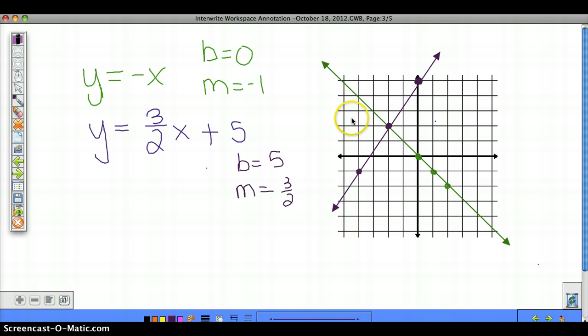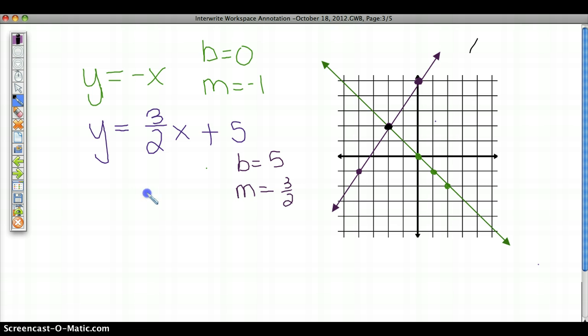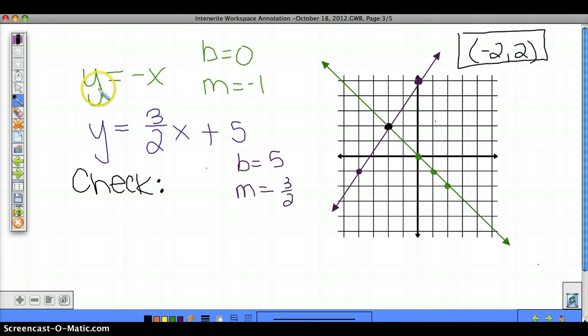So the point where they intersect would be right here, and we would name it as negative 2, positive 2. So my answer is (-2, 2). And then we can check it. To check it, all I'm going to do is plug it in. You should check it every single time.